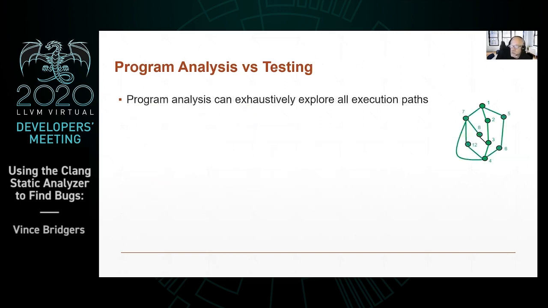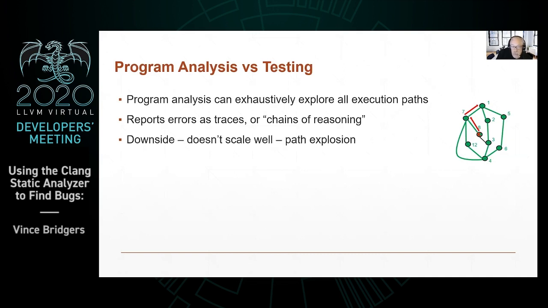So how does program analysis help? Program analysis can exhaustively explore all the execution paths in all the states in your program state space. In this specific example, you can see all the nodes in our state space are green. They've been explored. If there's an error in the code, it reports the errors as traces, which can also be referred to as a chain of reasoning from the origin back to the beginning of the program execution.